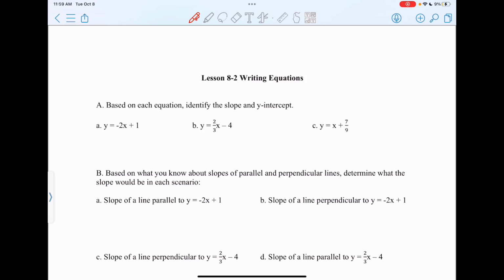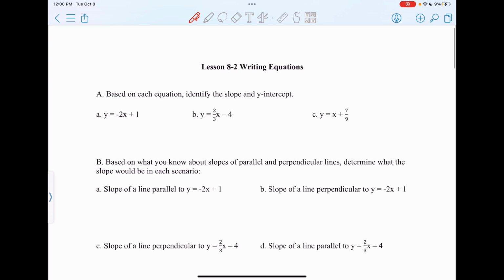Hi everyone, and welcome to this video going over lesson 8.2, writing equations. In the last video, we talked about how parallel lines have the same slope and perpendicular lines have opposite reciprocal slopes. Remember that because it's going to be important for this video.